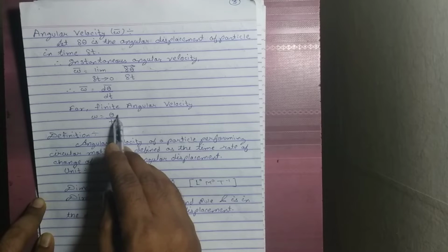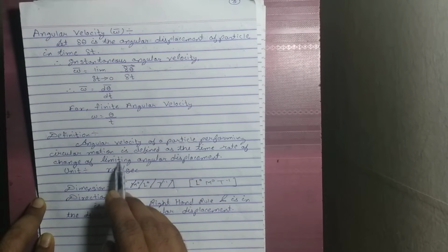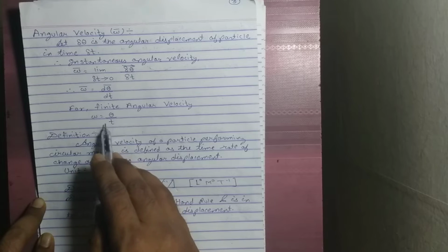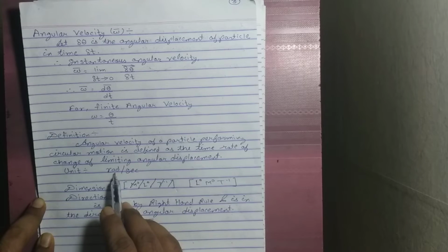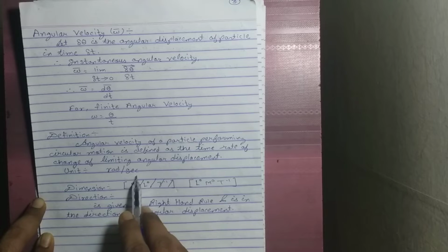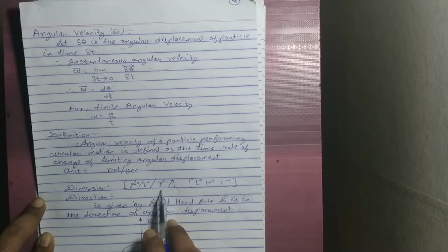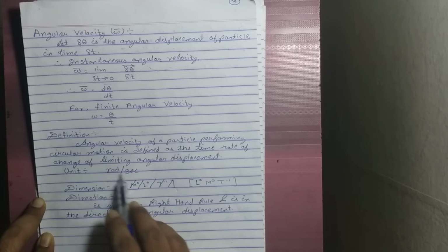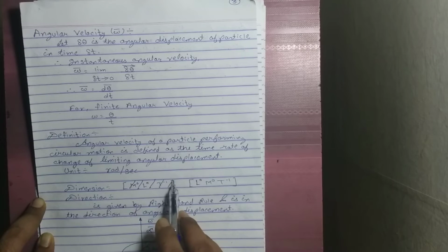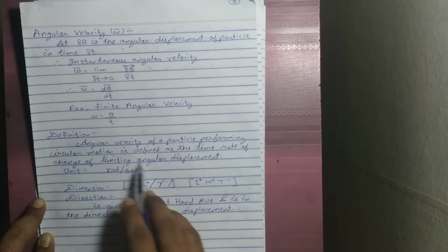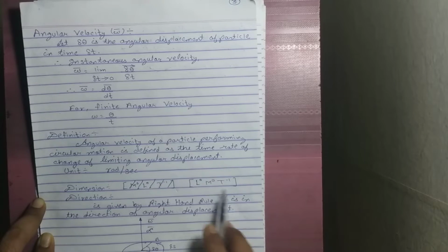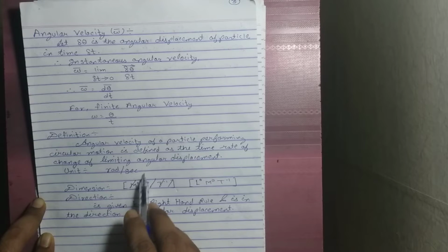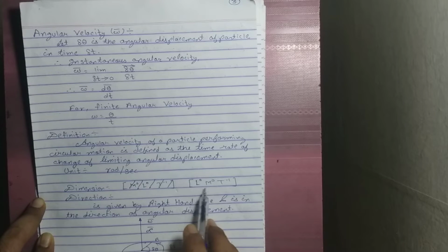Students, what is the dimension and unit of angular velocity? The unit of theta, that is angle, is always radian, and as you know, the unit of time is always second. So what is the unit of angular velocity? Radian per second. Students, what is the dimension? There is no length parameter and no mass parameter, only time, and that time is in the denominator. So the dimension of angular velocity is L0 M0 T to the power minus 1.